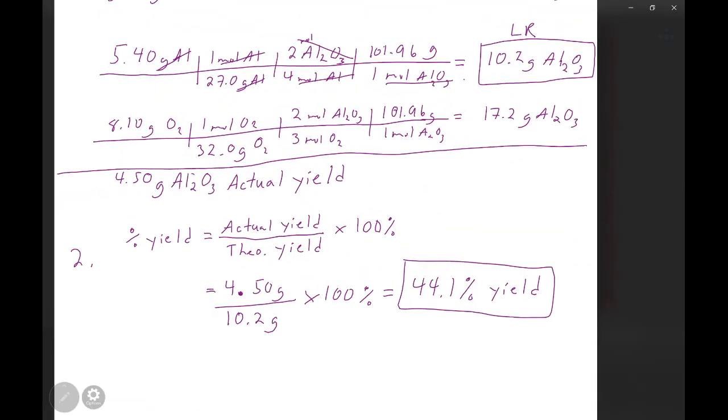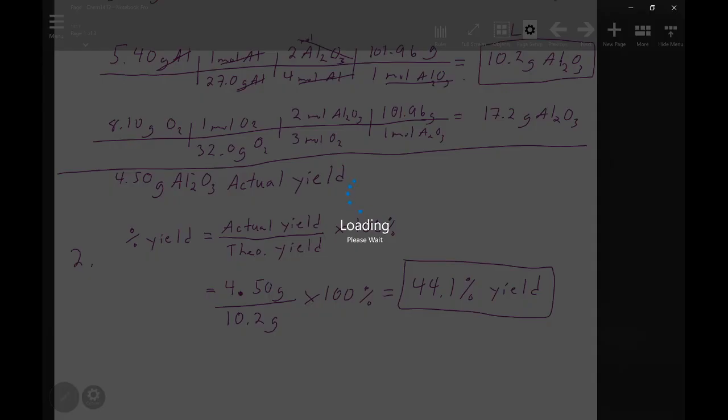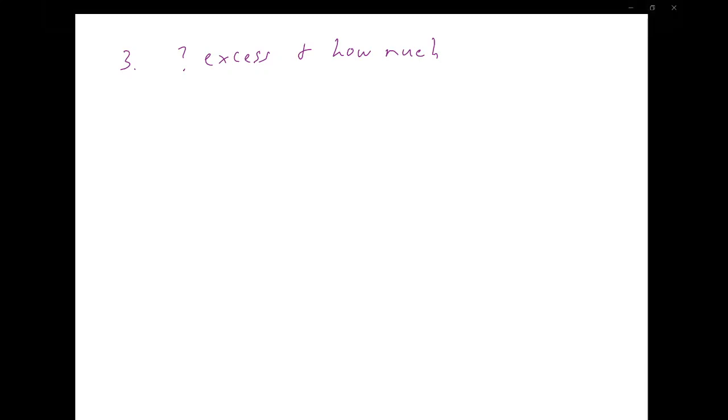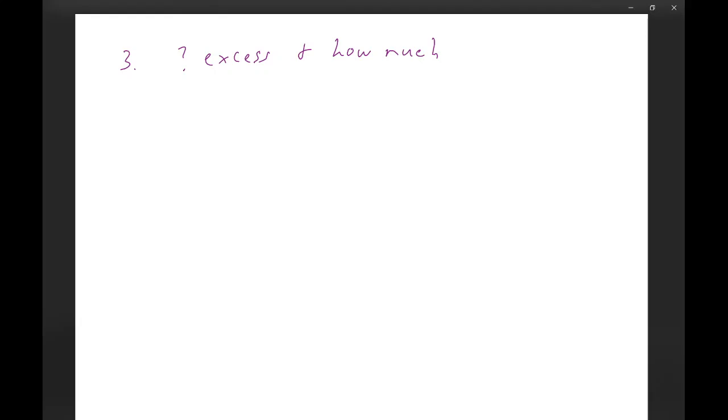I'm going to give us a new page here so we have more room. Question 3 asks us which one was in excess and how much. What we need to do is compare how much we actually used versus how much was there. Since the question asks us this part, we may have wanted to stop converting our masses to moles and make that a separate step. But since we didn't, let's just set this up how we can with the information.